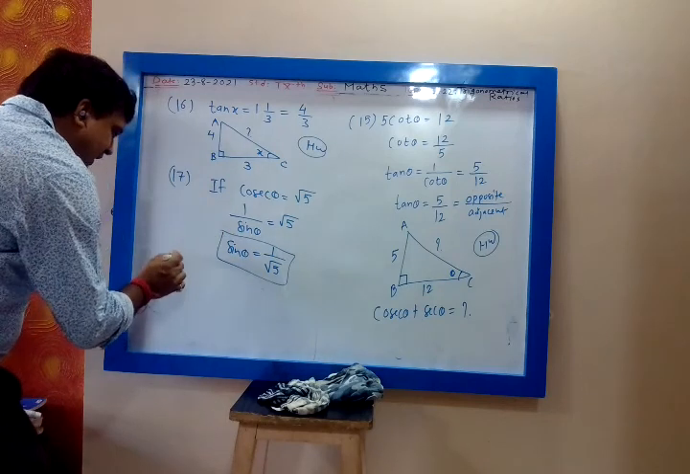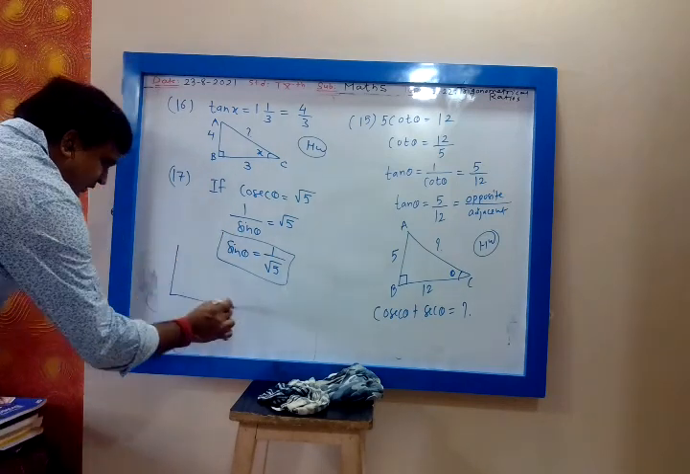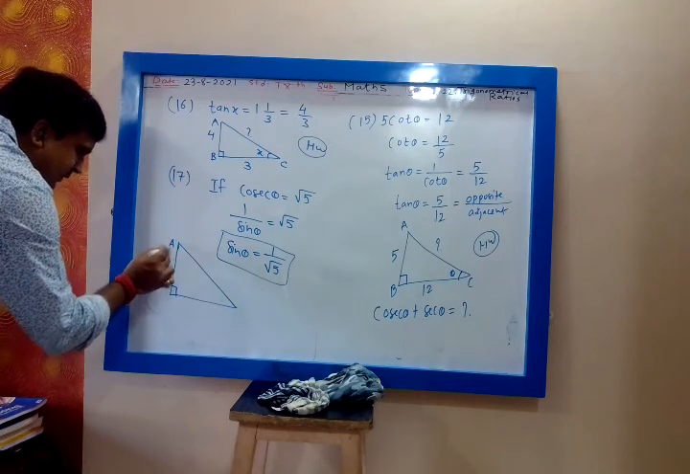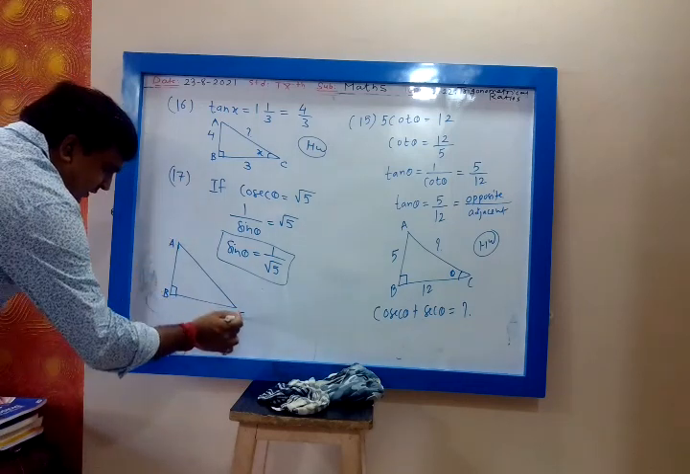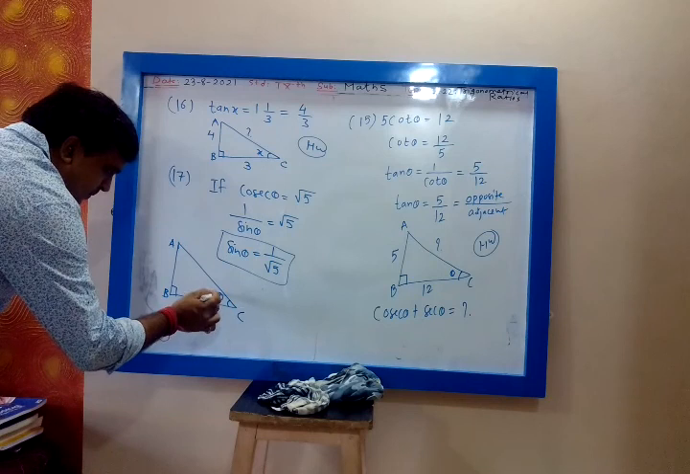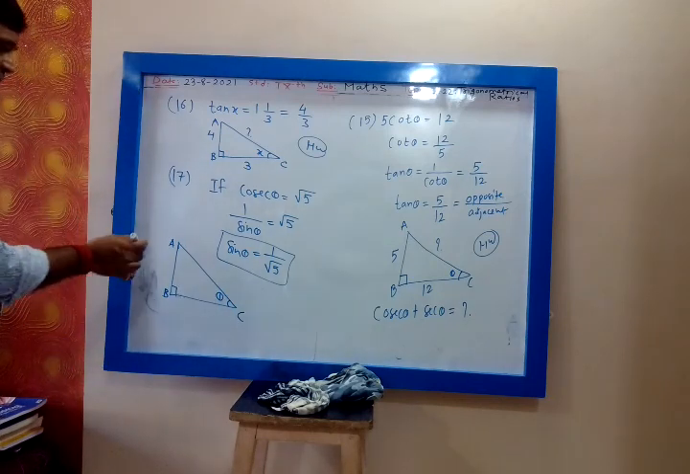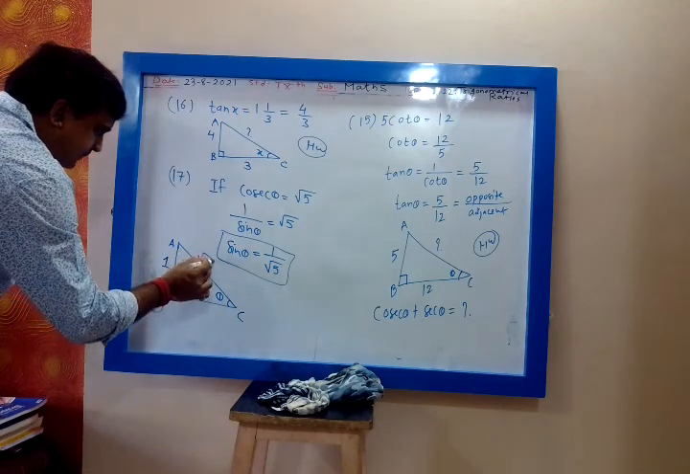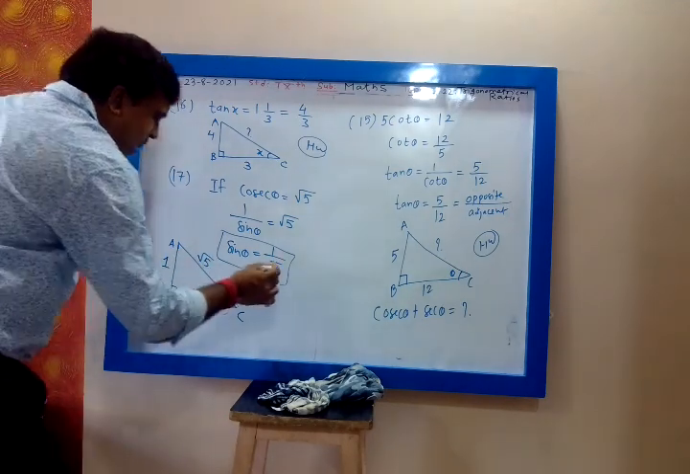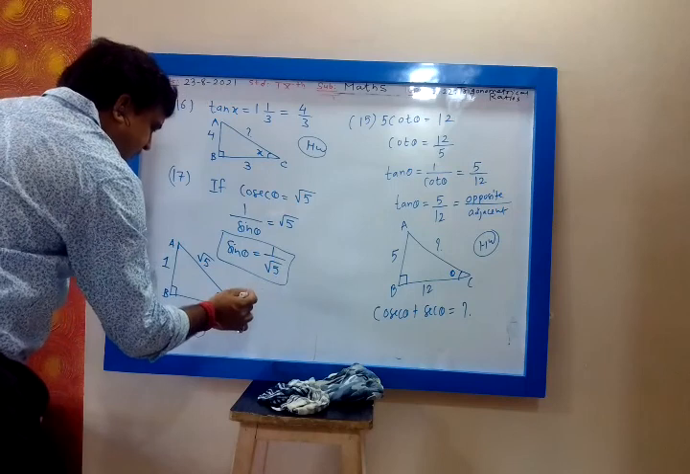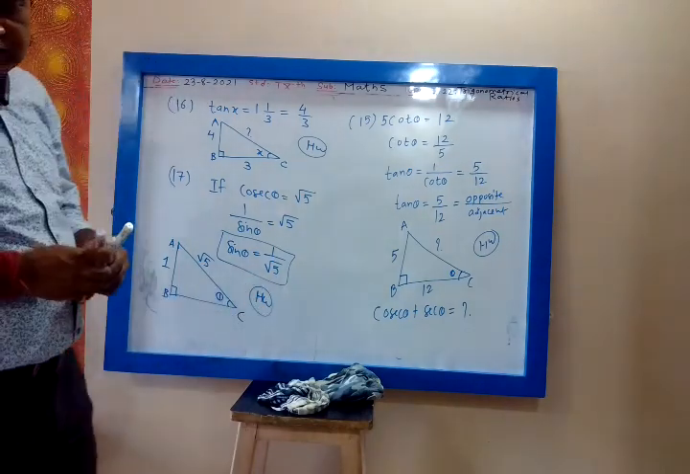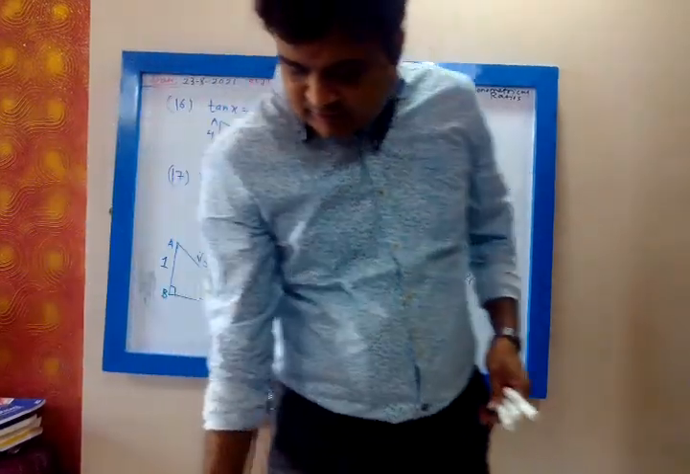My reference angle is theta. You can construct the triangle with reference angle theta. This is ABC. This is my theta, the reference angle. Then sin theta is opposite upon hypotenuse. This is root 5. So this further part is homework. So cosec theta you convert in terms of sin theta.